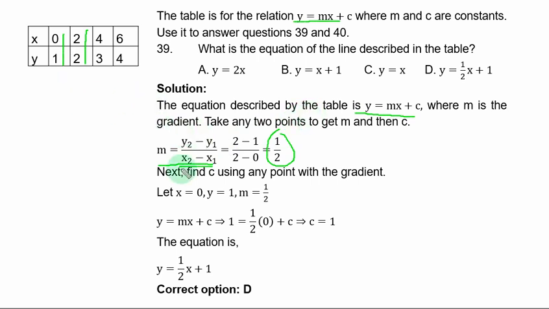So we take the first point, s equal to 0, y equal to 1. This is the gradient. You have to put everything in the equation to get c. Now y is 1. The gradient is 1/2. S is 0. So this term becomes 0. It means that c is equal to 1. The equation is y equal to m 1/2 times s plus c. That is 1. So D is the correct option.